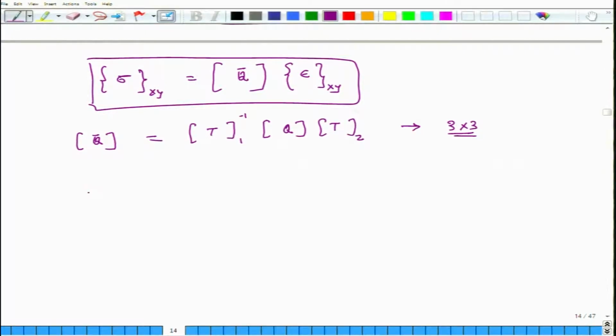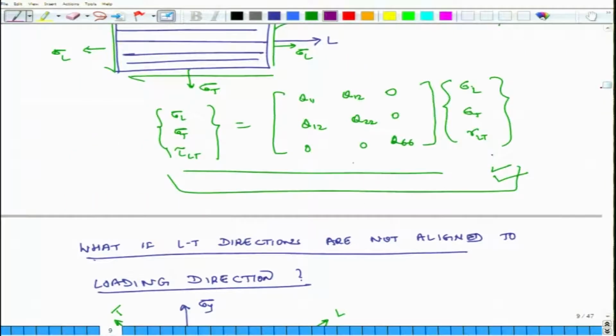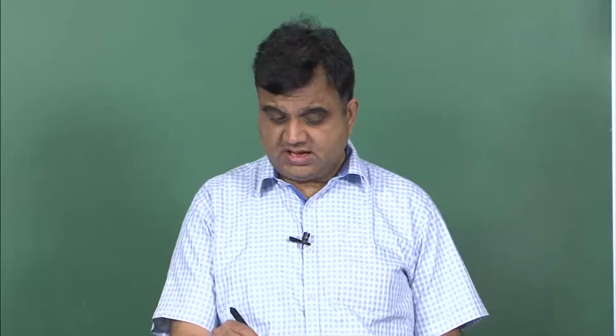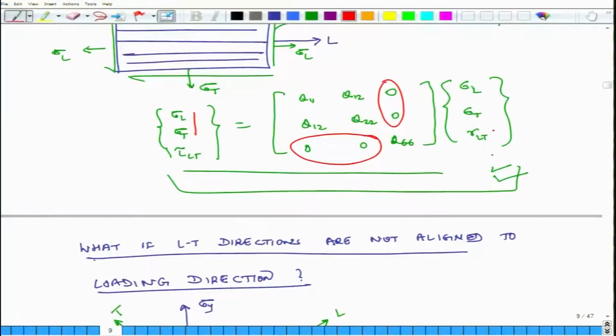So, this is a 3 by 3 matrix, and if I want to express it using all its elements, it is a fully populated matrix. So, the Q matrix, if you remember, is not fully populated. Why? Because these 2 elements are 0 and these 2 elements are 0. And what that means is that the extensional stresses and the shear strains are not coupled, and similarly the shear stress is not coupled with extensional strains, because these terms are 0.